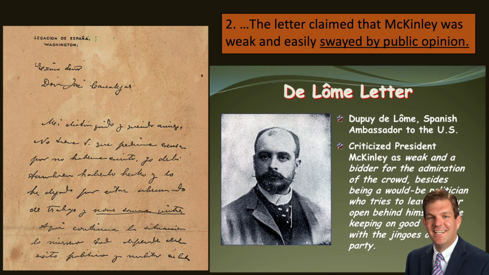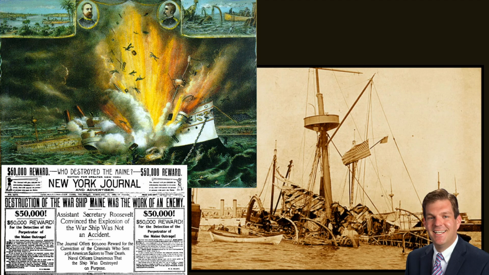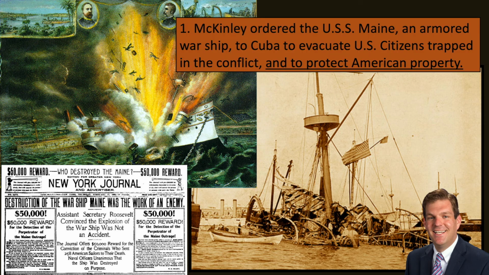It's about the same time that President McKinley ordered the USS Maine, which was an armored warship, to sail into Cuba, and there they tried to evacuate U.S. citizens that were trapped in the conflict. The goal was basically, we said that there are Americans in Cuba. We've got a large sugar plantation population there, but if there's going to be a war, we need to get Americans off the island so they don't get caught in the war.